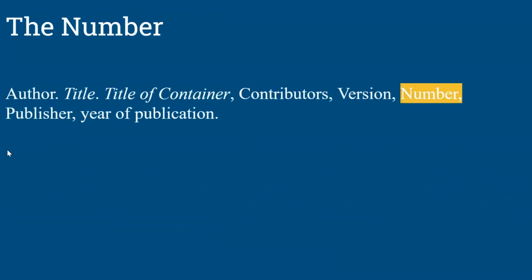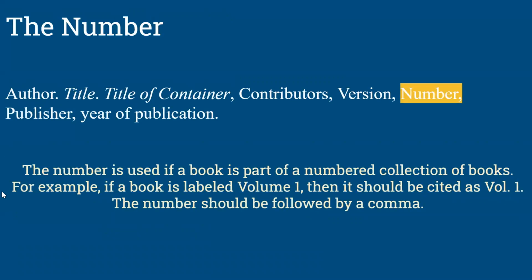The number. So the number is used if a book is part of a numbered collection of books. For example, if a book is labeled Volume 1, then it should be cited as VOL period 1. The number should be followed by a comma. And for example, something that could be in a numbered collection would be Harry Potter. So the very first book of Harry Potter would be Volume 1, and the second book would be Volume 2, and so on.